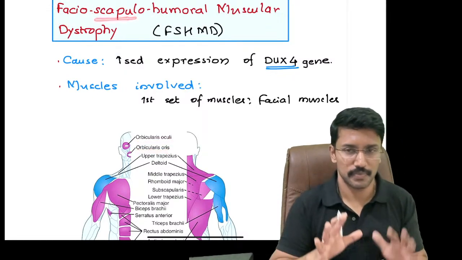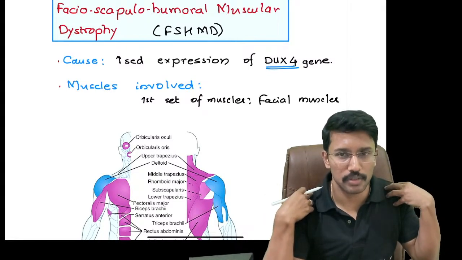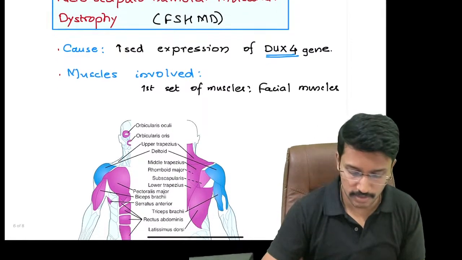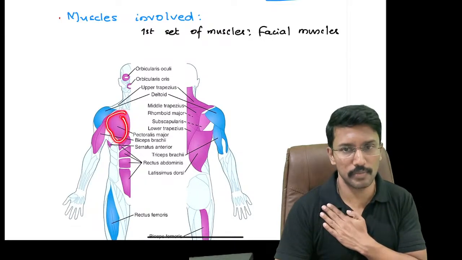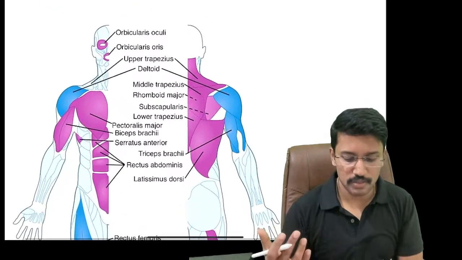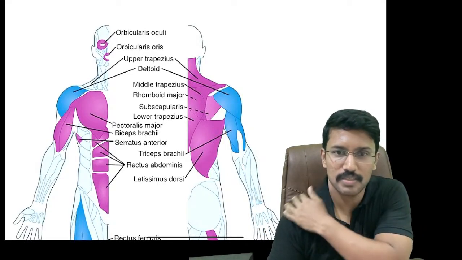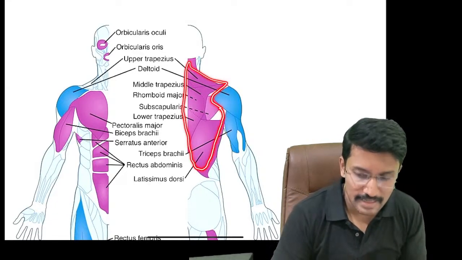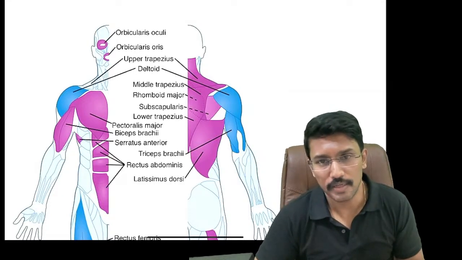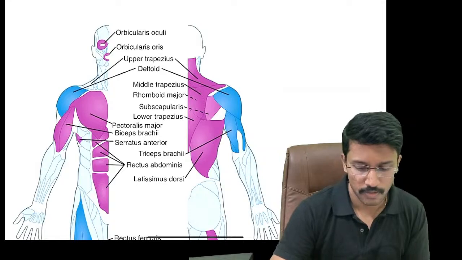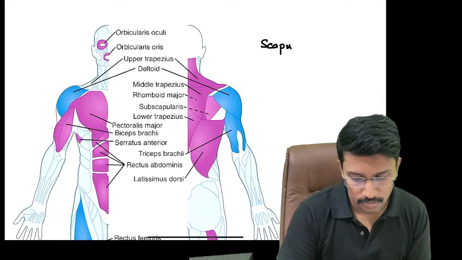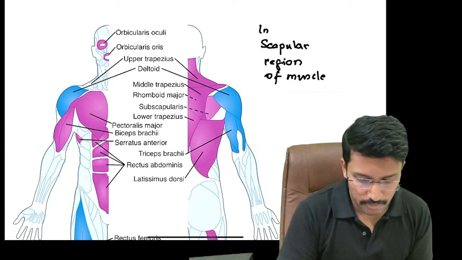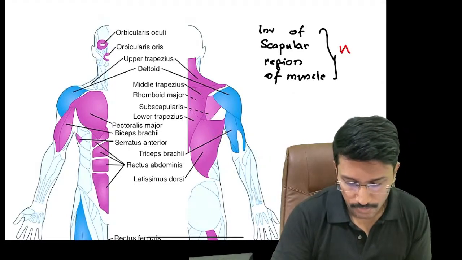Next is the scapular region. Generally speaking, when we think of the muscles around the shoulder joint, the main one is the deltoid, but here the deltoid is spared or not much affected. What gets affected here are the pectoral muscles and the scapular region muscles. What muscles do we have? We have the traps, the upper and lower trapezius, latissimus dorsi, rhomboids, and the subscapularis. So these scapular region muscles get affected. What manifestation will it lead to? Involvement of the scapular region muscles leads to winging of the scapula.